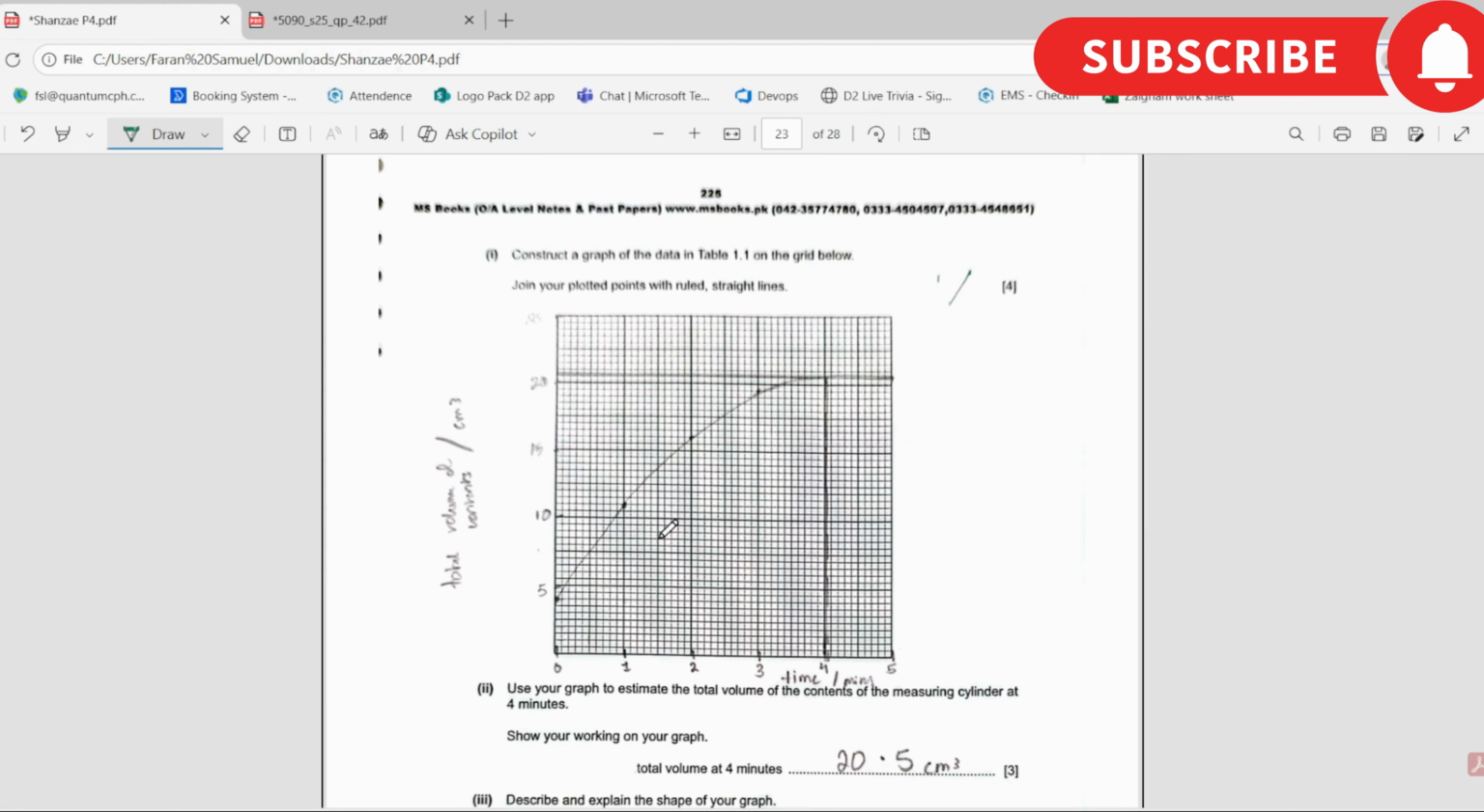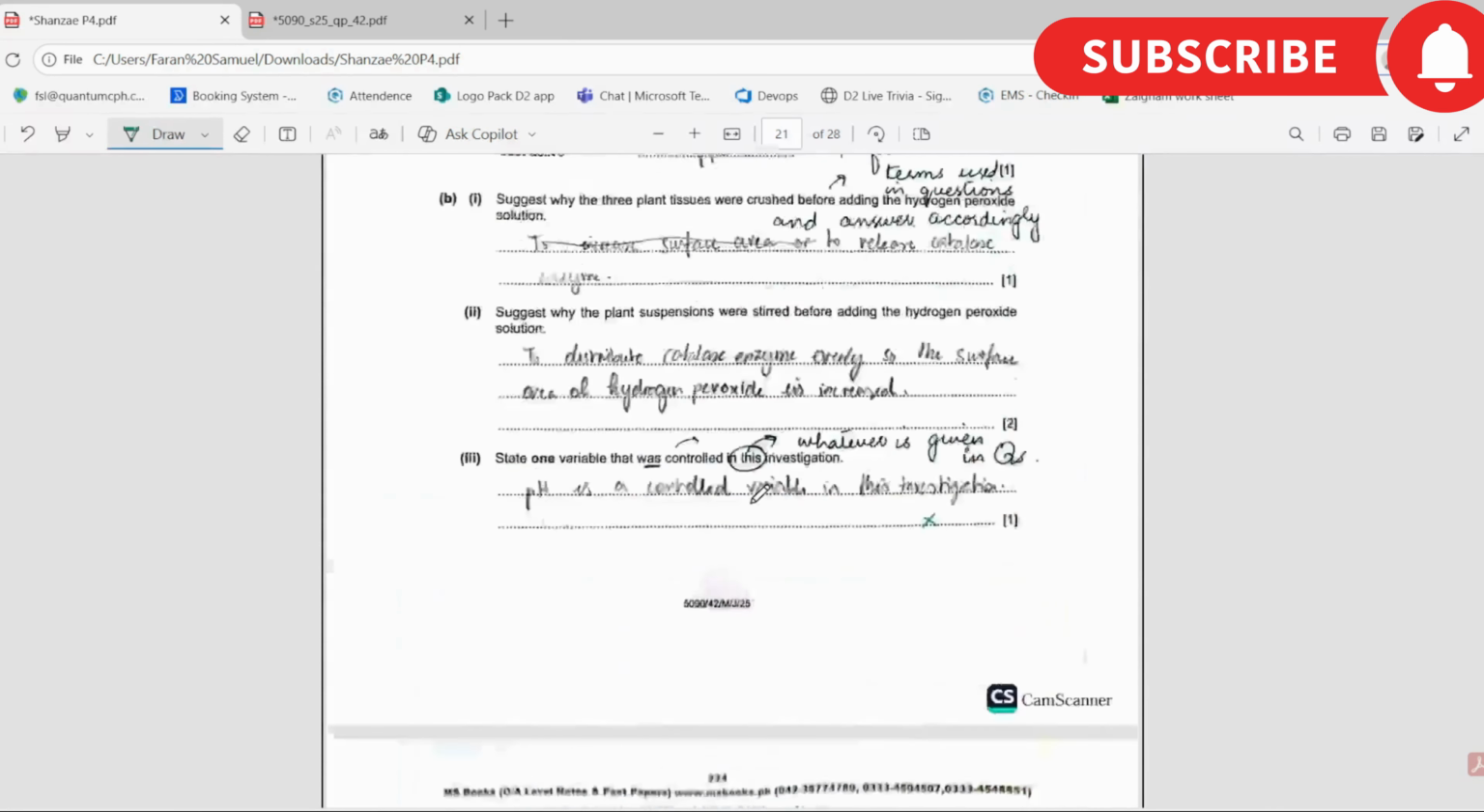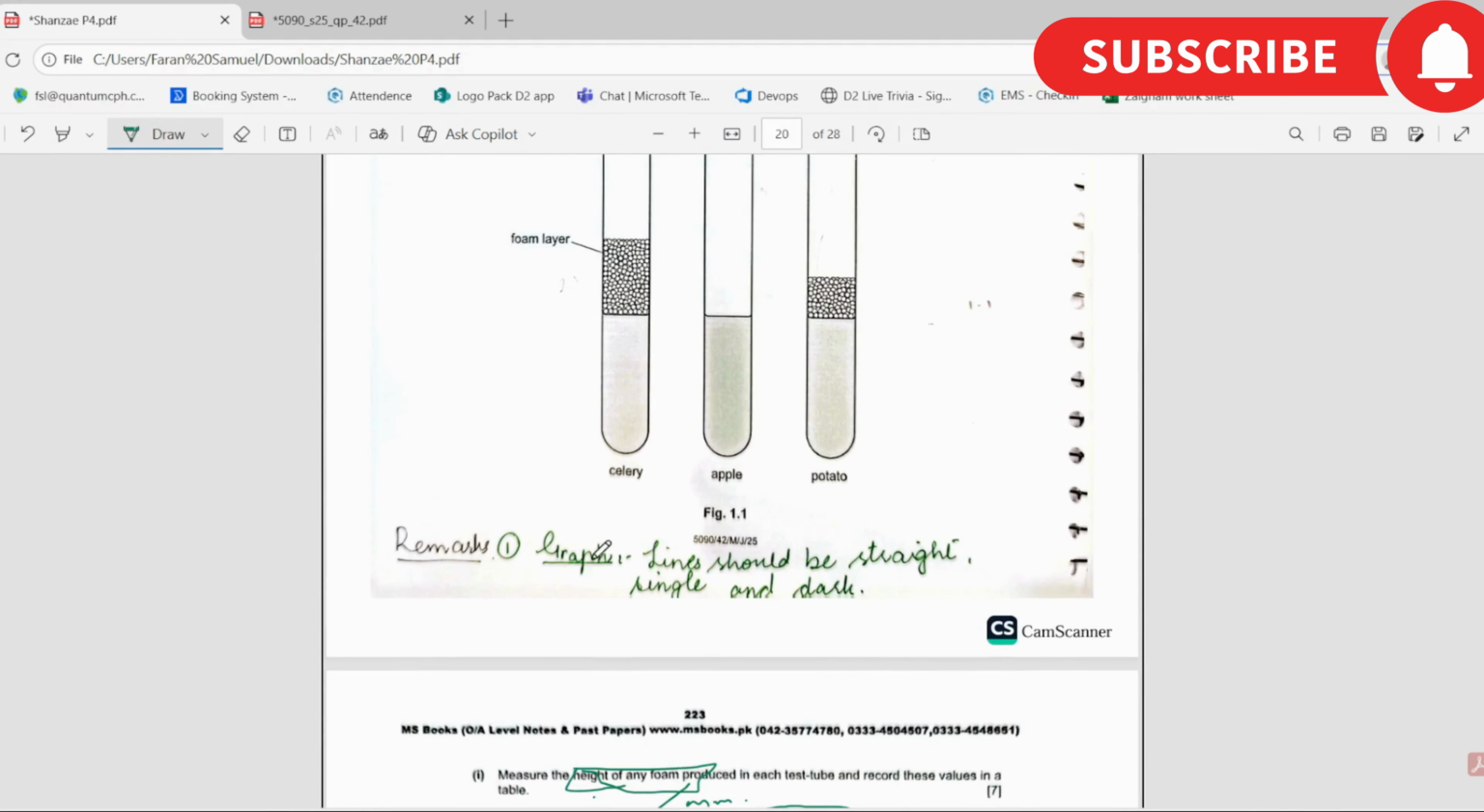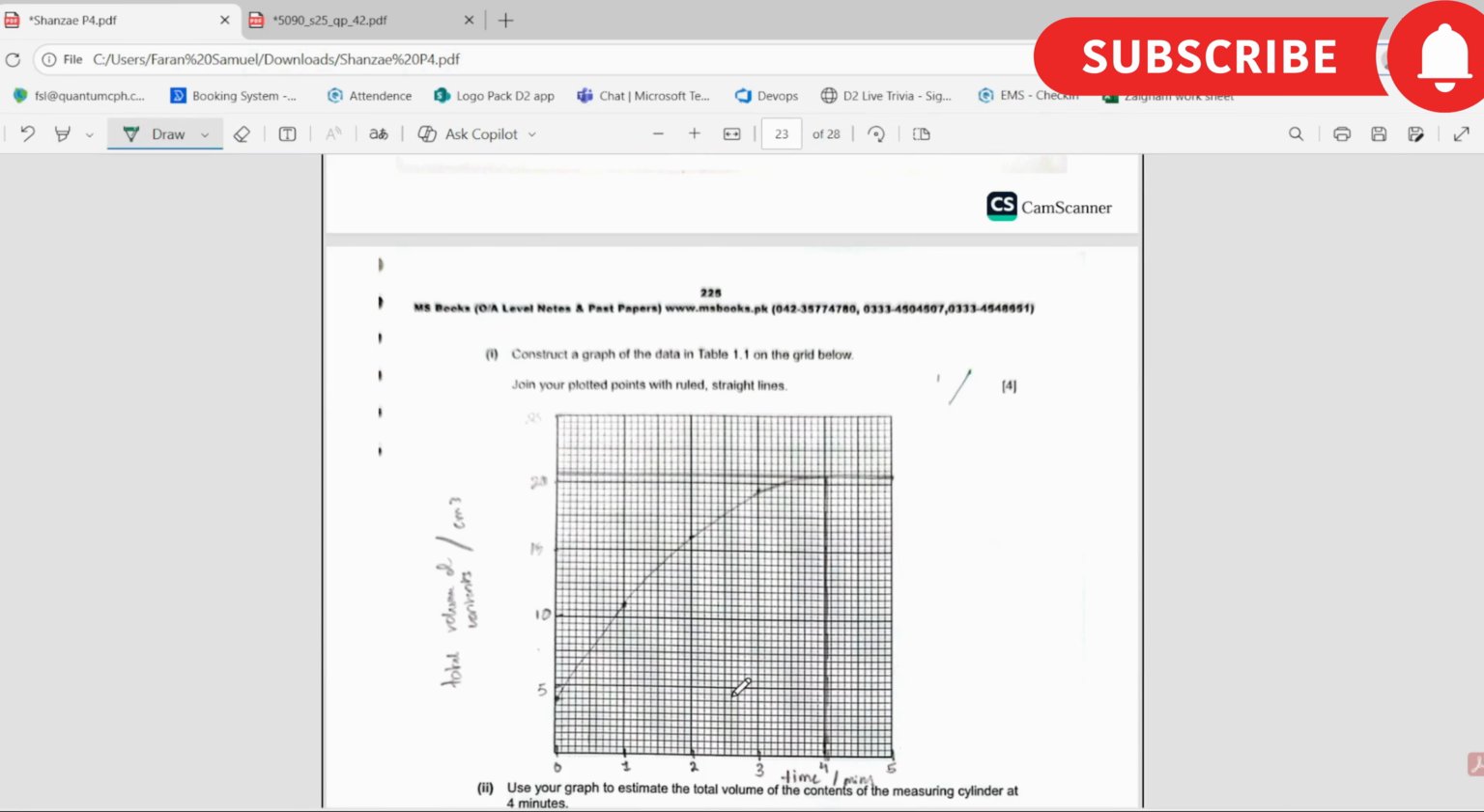Okay. Now just look over here. I've given her 1 mark. That's a good question. Let's see what I've written in the remarks for the graph. The line should be straight, single, and dark. The lines are not single. There is doubling of the line over here and here. So there should be a single straight line. Because she has chosen the correct axis, everything else was correct.